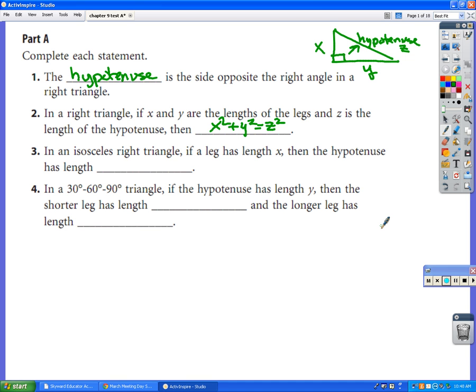In an isosceles right triangle, if a leg has length x, how do you find the hypotenuse? You multiply it by the square root of 2. That's what it is for the isosceles right triangle, or 45, 45, 90. Okay? In a 30, 60, 90 triangle, if the hypotenuse has length y, what's the relationship between the short leg and the hypotenuse? Divided by 2. So the short leg would be the hypotenuse divided by 2. And then once you know the short leg, Jennifer, that's what you take and multiply by the square root of 3. Okay? Does that make sense?